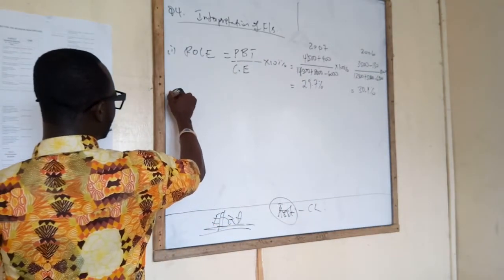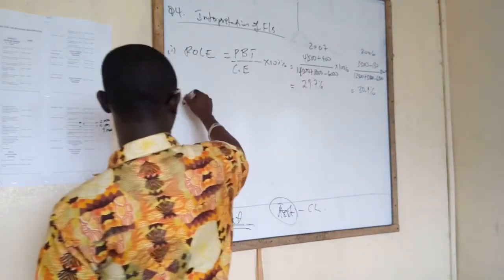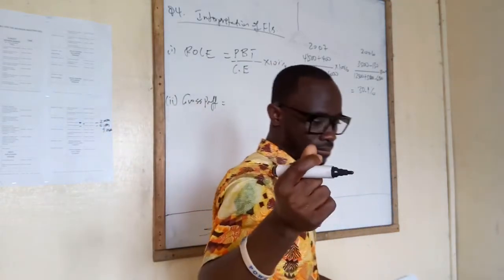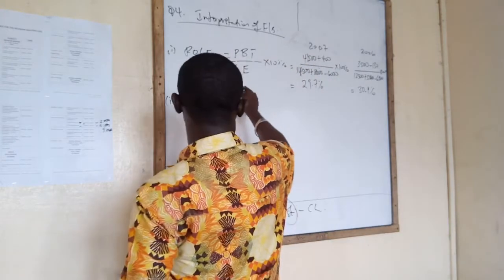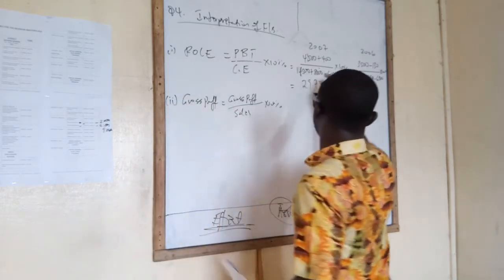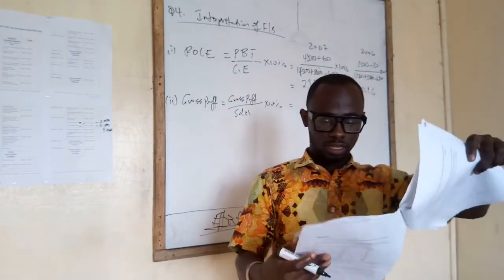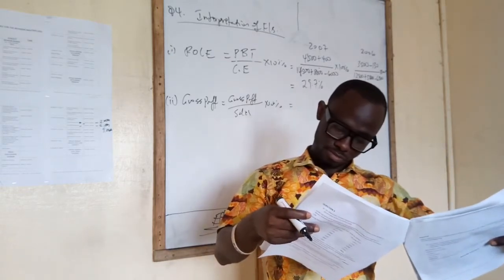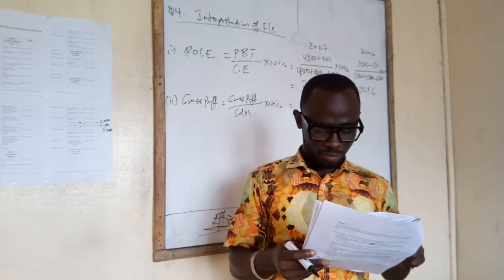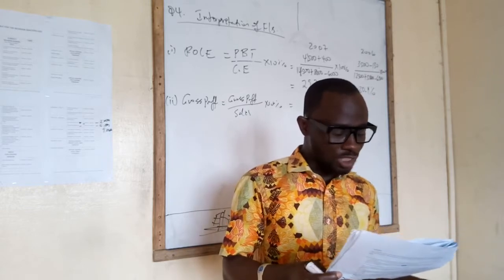So what other ratio can we calculate? Appropriate. We need to also calculate gross profit. So gross profit, how much did we get? Formula for gross profit: gross profit over sales times 100. 2007, what is the gross profit? 8,000. And the sales figure also is.